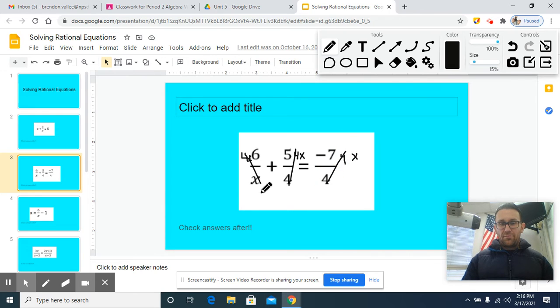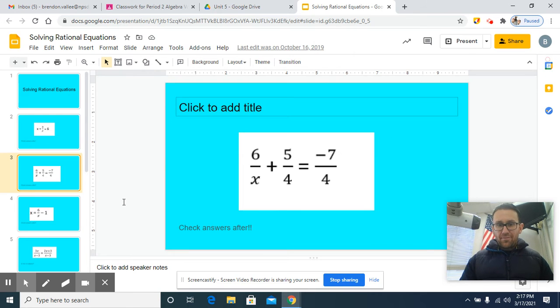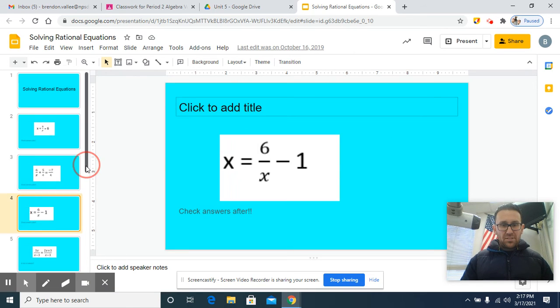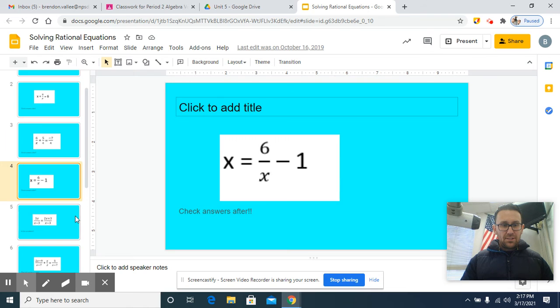So I am left with 24 plus 5x equals negative 7x. And then that's just a simple solving equations thing. Okay, you got to bring the 5 over, divide by negative 12, and solve for x. Okay, the solving for x part we won't go over. It's probably similar to the last one we just did.